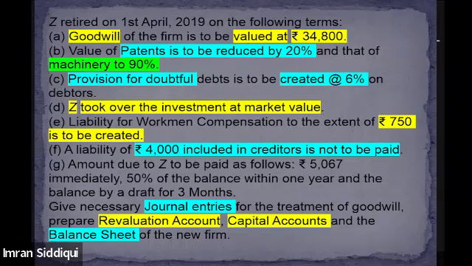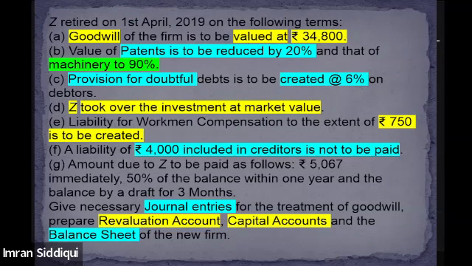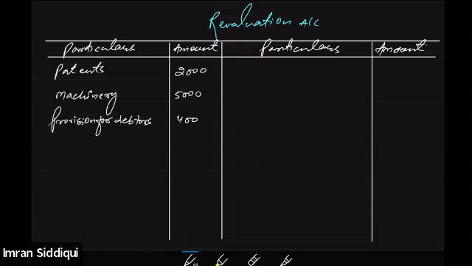Yes, sir. Okay. The next point says Z took over the investment at the market value. Let's check the book value and the market value. The book value of the investment was 15,000 and the market value is 17,600. That means we have a gain of 2,600 on the investment, right? So we will be recording this on which side? On the credit side, by investment.